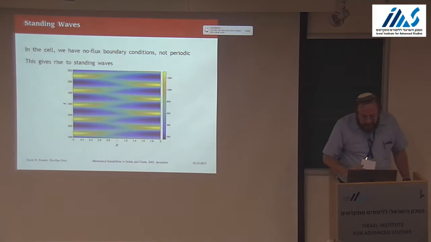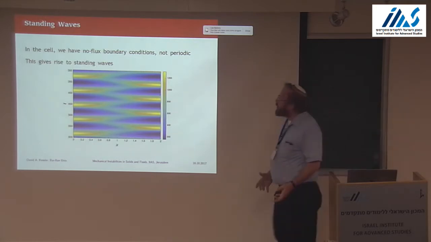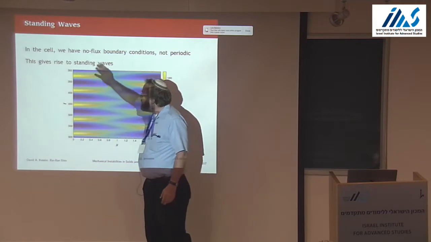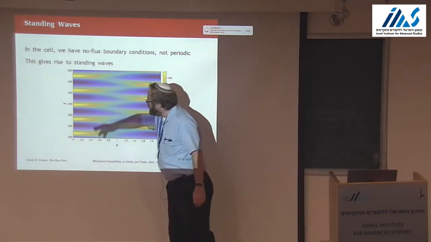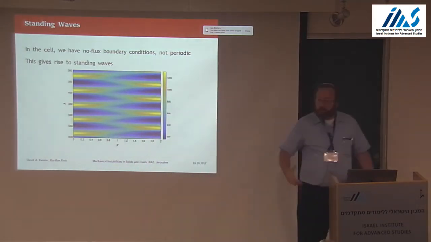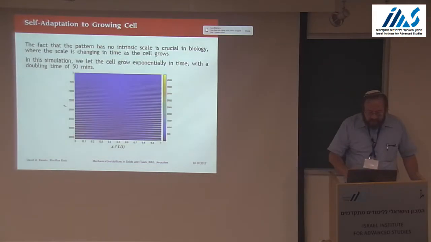Now, of course, in a cell, you don't get traveling waves because the cell is finite. You get standing waves. So all that happens is the traveling waves go over to standing waves, and here are the Min oscillations that everybody knew about, but now we know why they occur at some deeper level.